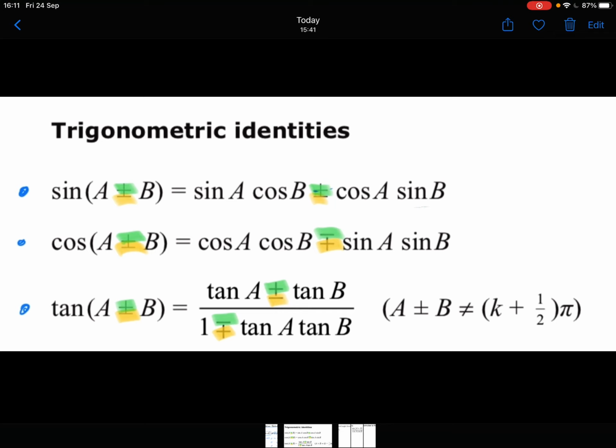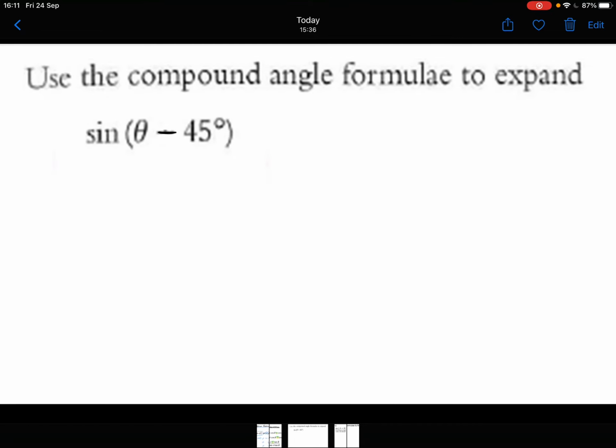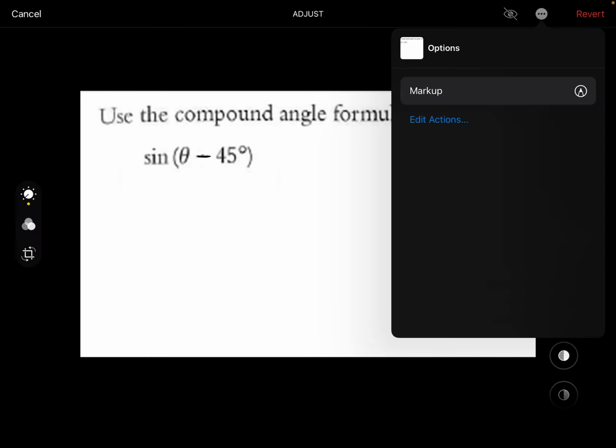Like I say, I'll post a link to the video where I actually prove where those things come from and show you that they are definitely true. But let's have a look at a few examples where we're actually using them.